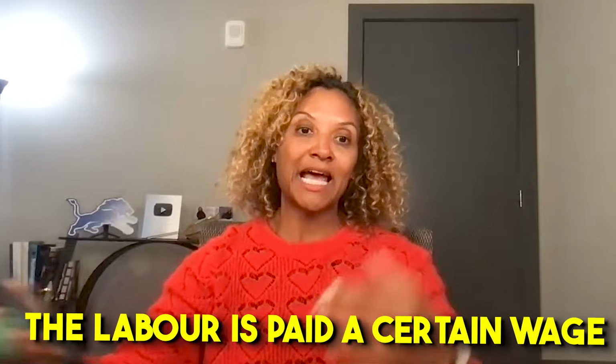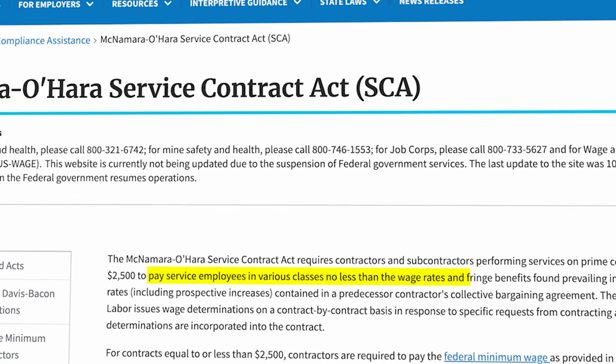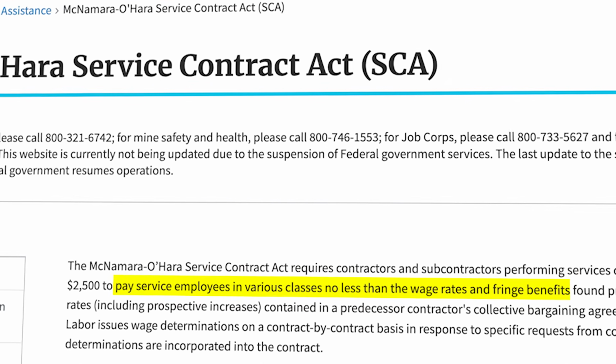People are paid an equitable rate. That you don't win a contract for janitorial and say, gotcha, I'm gonna pay you $725. Gotcha, I'm gonna pay you $745. And it also ensures that people receive fringe benefits. So it's under Department of Labor, the Service Contract Act.